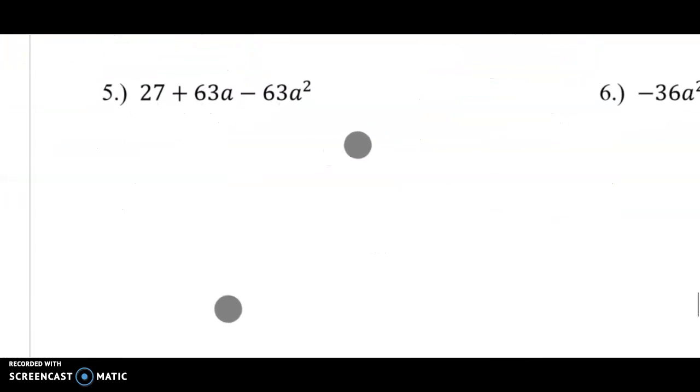Now let's look at number 5. If we notice, let's see what they have in common for our GCF. They all have a number that we can look at, but they don't all have a variable. So I can't think about the A's when it comes to my GCF. I can only focus on the number. So I have 27, 63, and 63.